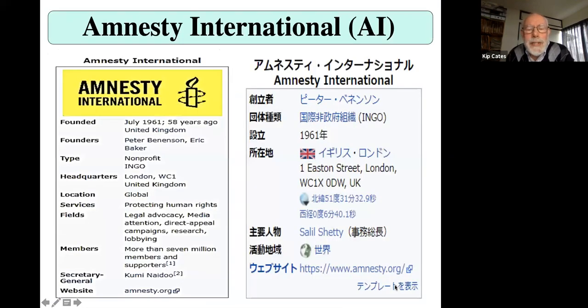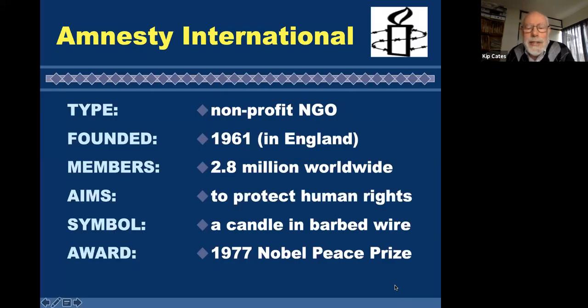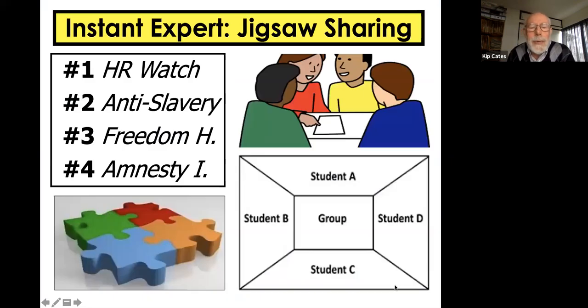And Amnesty International, again, is one of the most important human rights organizations, founded in 1961, with 2.8 million worldwide members, and working away. So what I would often do is maybe a jigsaw sharing. Groups of 4: student number 1 gets the Human Rights Watch information, student number 2 the Anti-Slavery, student number 3 Freedom House, student number 4 Amnesty International. Each gets a different organization, studies it, then gives an oral presentation. Okay, I studied Amnesty, here's what it is, here's what it does.